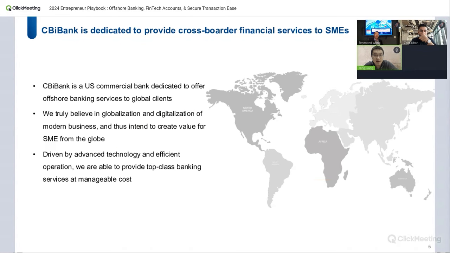The CBI Bank is registered in the US. So basically, we are regulated by the Federal Reserve. And the second tier regulator is the state administrator. So basically, we are in the US financial system, which is one of the most complicated but most safe systems in the world, right?